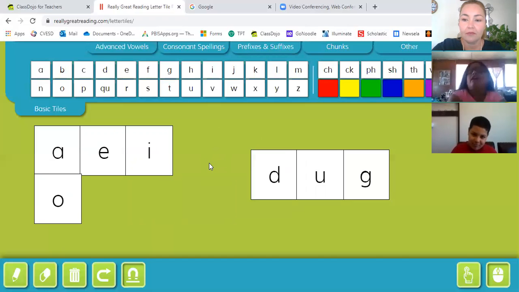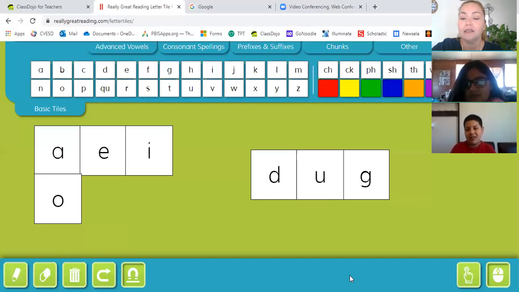I think I got it. Me too, I think. Before we say the word, let's try each sound separately. All right, so the D, what sound does that make? Duh. Okay. What about the short U sound? Good. And then the G? Good. G. Blend them together.